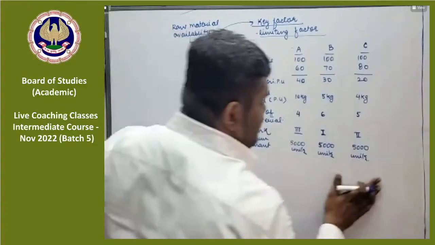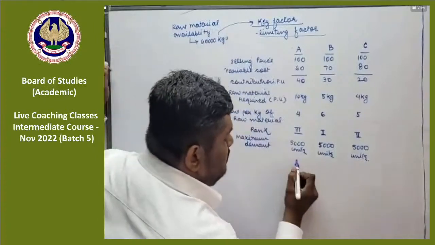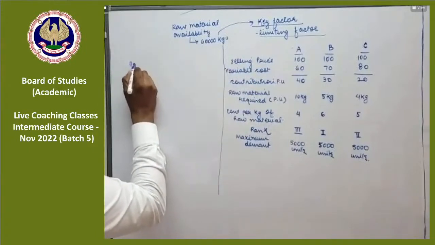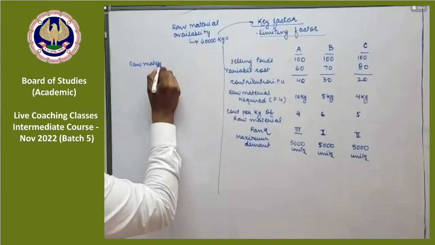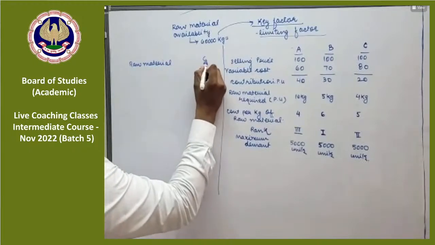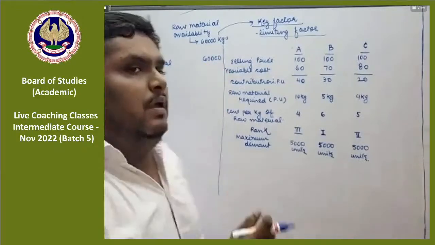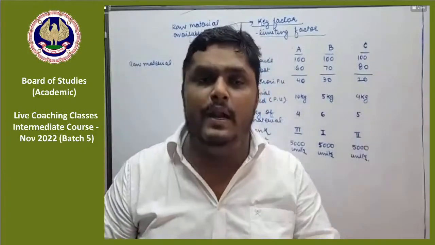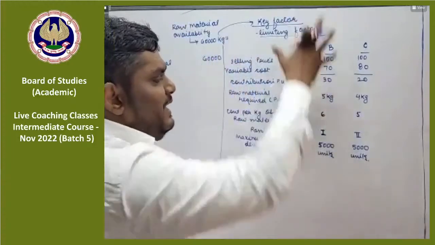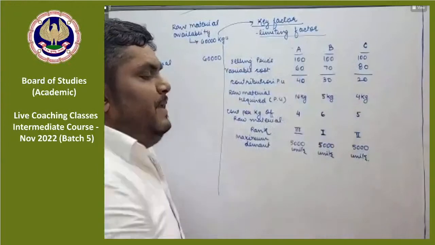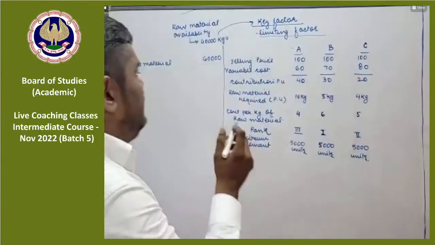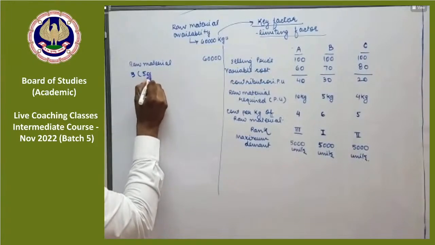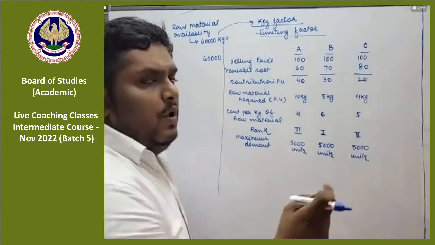So let's say, guys, our raw material available is how much? 60,000 kgs. Now it is given in the question that we cannot sell more than 5,000 units of a particular product. So in the first case, we will first manufacture product B because it is most profitable for the company. If we manufacture the entire 5,000 units, how much raw material will be consumed? Very simple.